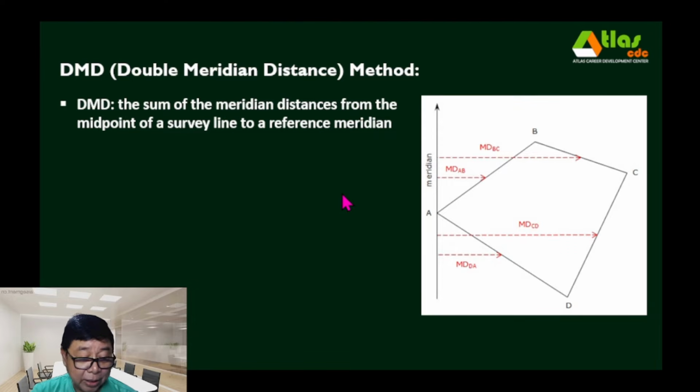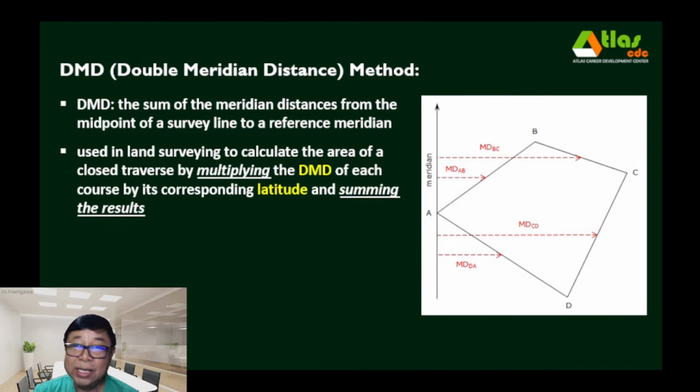So the DMD method is basically calculating the area of this closed lot by multiplying the DMD of each course. So the DMD of this one we multiply with the corresponding latitude and sum the results. Which means that we are going to compute for the DMD of each course and then also determine the latitude as well. So how do we do that?